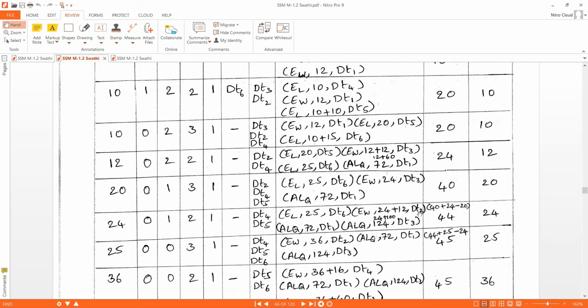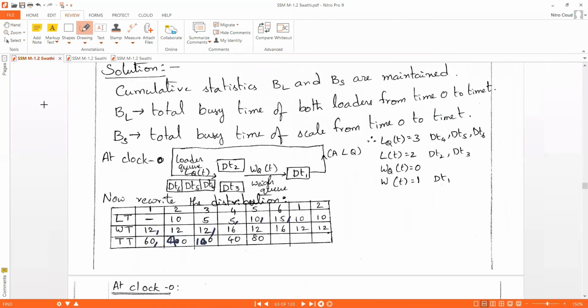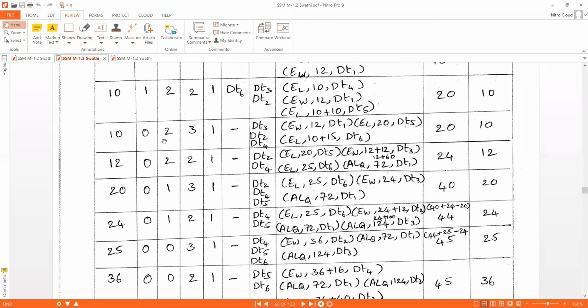Now here we need to remove the future event from the future event list, that is the ending weighing event of DT3 which occurred at simulation clock time 24. In that place we need to add the ending weighing time for DT2. We will come to know that from this table. The ending weighing time for DT2 is 12.